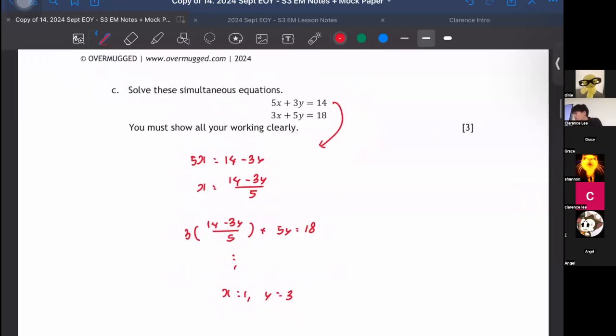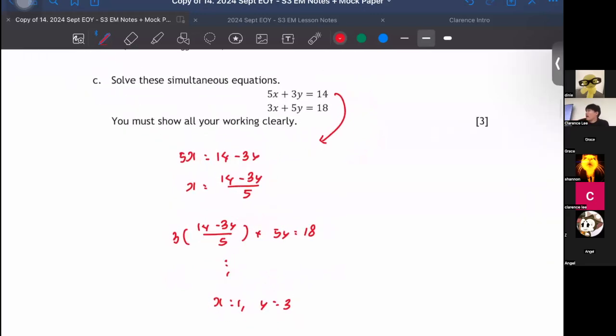Okay, once again, you have your answer. How to check your answer in the exam? This is 3 marks. Substitute this set of values into both equations and you must get 14 and 18 respectively. If you don't, it means your answer is wrong. Okay, so take note of this.